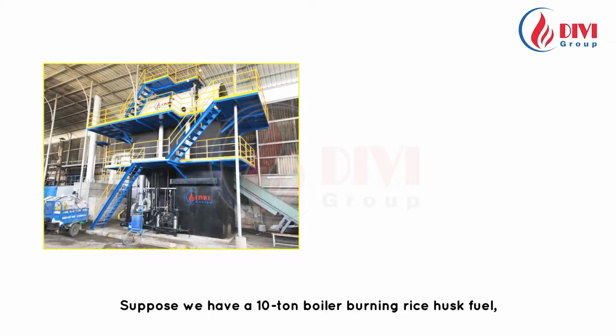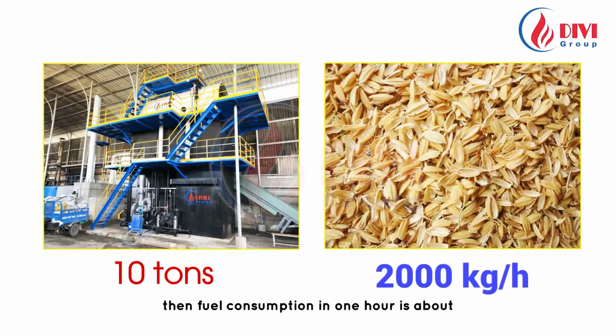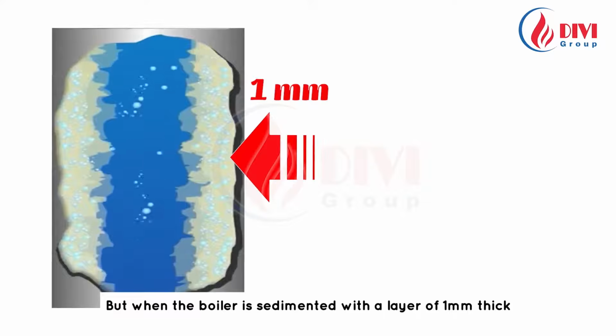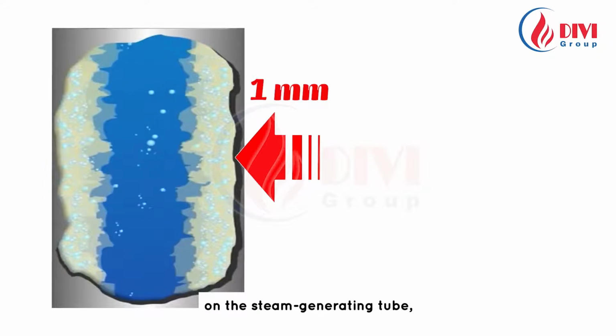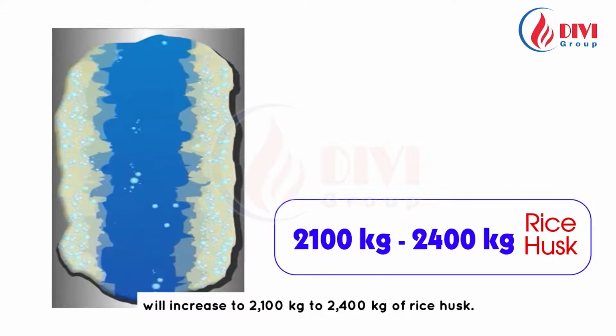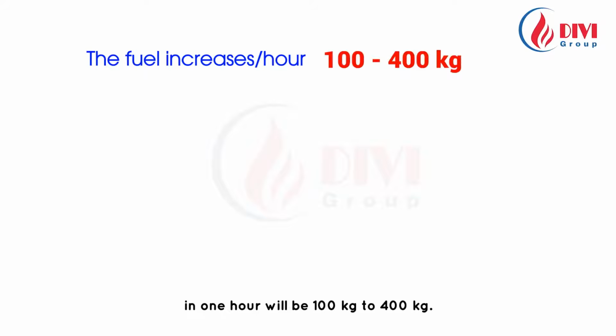Suppose we have a 10-ton boiler burning rice husk fuel. Then fuel consumption in 1 hour is about 2,000 kilograms of rice husk in the case there is no sediment phenomenon in the boiler. But when the boiler is sedimented with a layer of 1 mm thick on the steam-generating tube, the fuel consumption in 1 hour for the 10-ton boiler will increase to 2,100 to 2,400 kilograms of rice husk. So, in this case, the additional fuel consumption in 1 hour will be 100 to 400 kilograms.